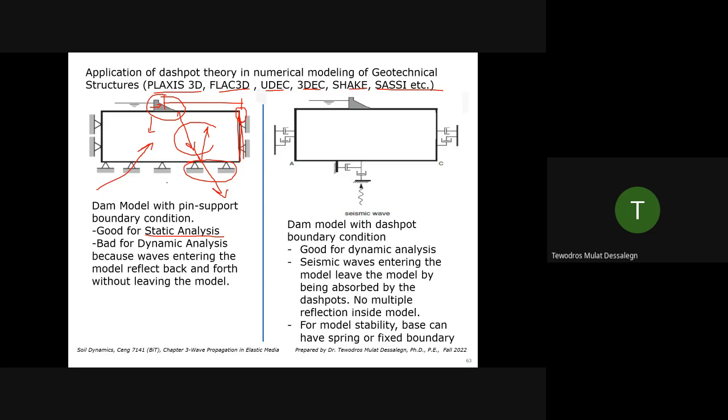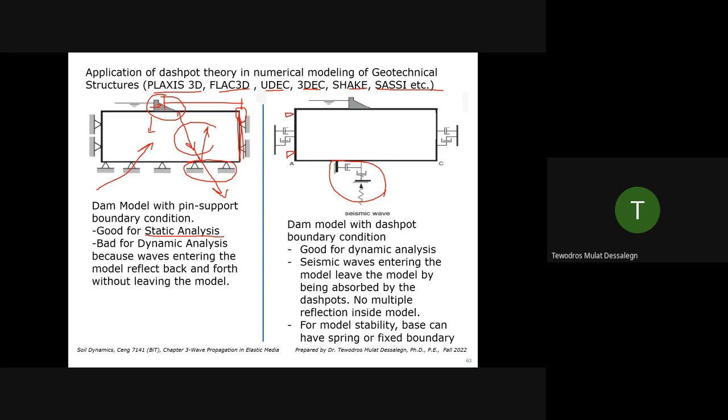For seismic, now what we have to do, see the second model. You can have the same thing, the pin supporters or fixed supports. There are different boundary conditions depending on what software you're using. Those supports are used for model stability. But in addition to that model stability, you need to have dampers. You need to include damping.